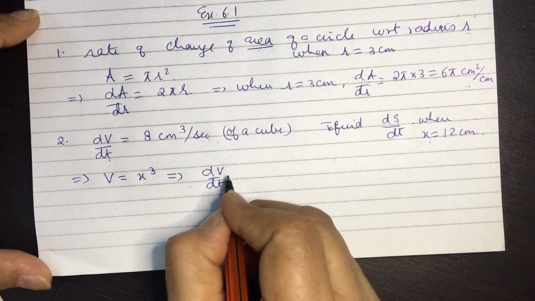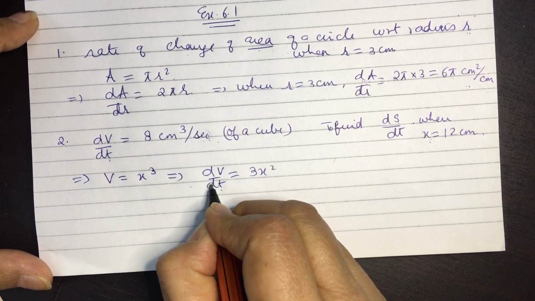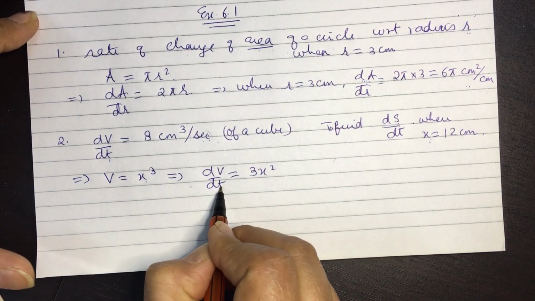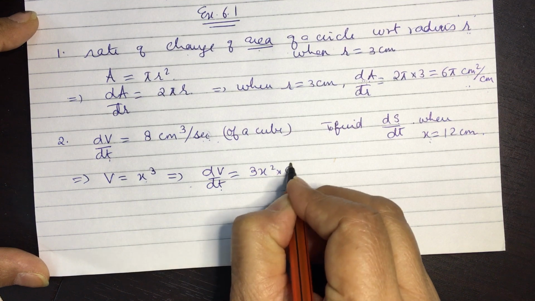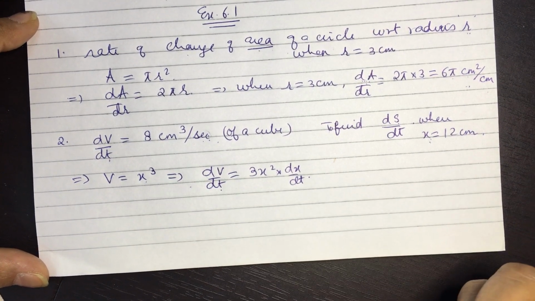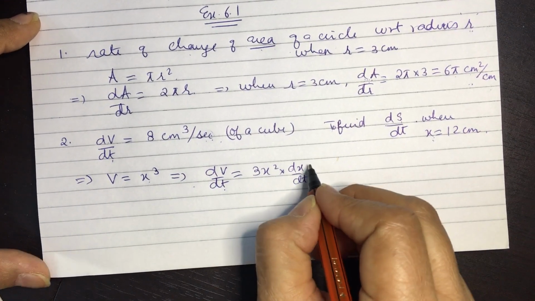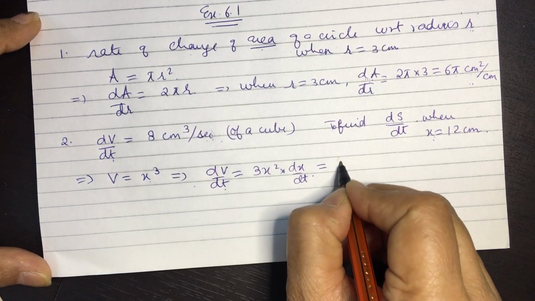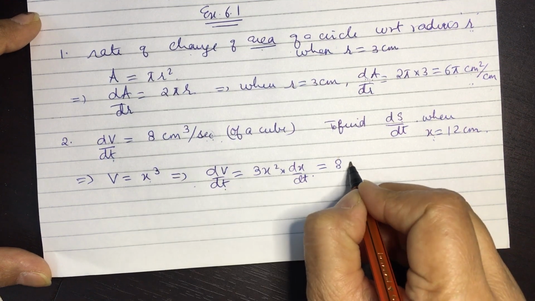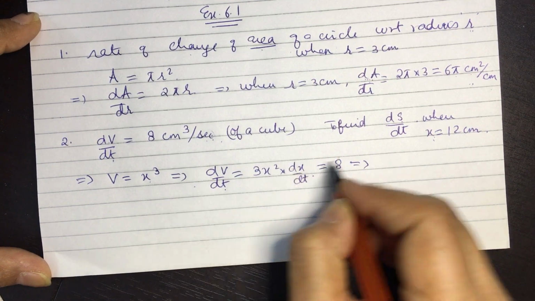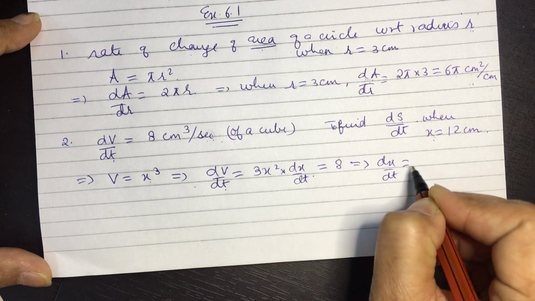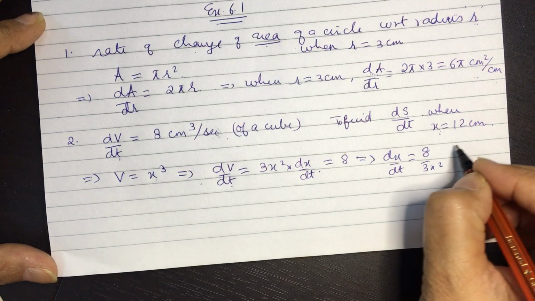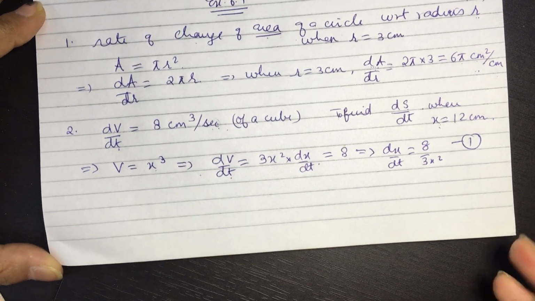So, dV by dt is equal to 3x square. Now, it involves x and we are differentiating with respect to t, so we will also multiply it by dx by dt. This is given to be 8 centimeter cube per second. This gives us the value of dx by dt is equal to 8 over 3x square. Let us call it equation number 1.